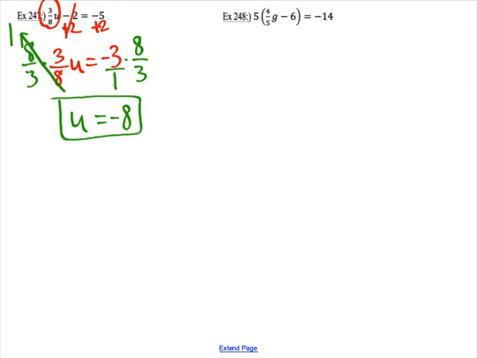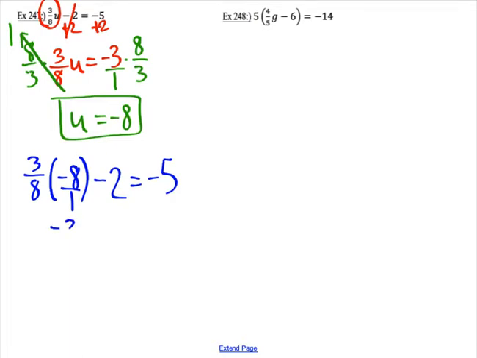Now we're going to check our solution. 3/8 of negative 8 minus 2 equals negative 5. 3/8 of negative 8, that's negative 3 times 8, 24 divided by 8 is 3. So negative 3 minus 2 equals negative 5, and that is true.